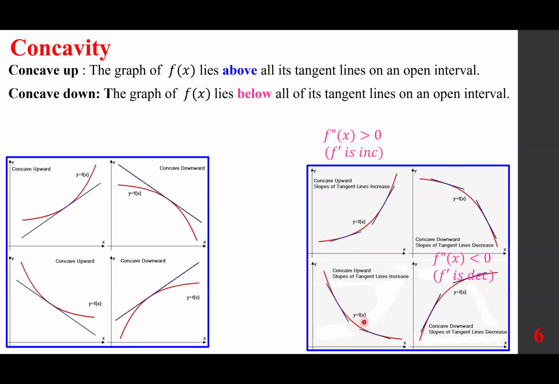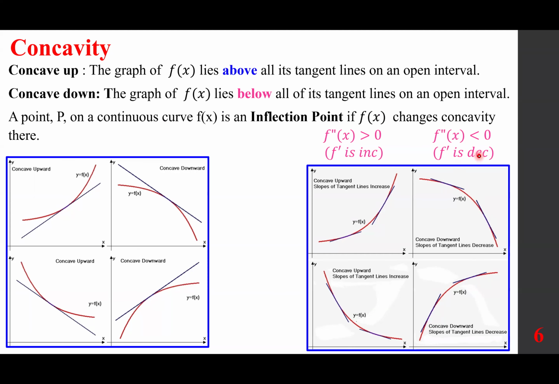On the other hand, when f double prime is less than zero, f prime is decreasing. So we are talking about concave down. If you, again, do a couple of tangent lines, this one has a negative slope. This is more negative. So f prime is smaller here. This has a positive slope. This also has a positive slope, but this one has a larger slope than this one. So f prime is decreasing.